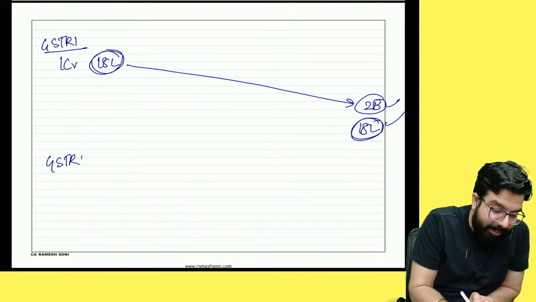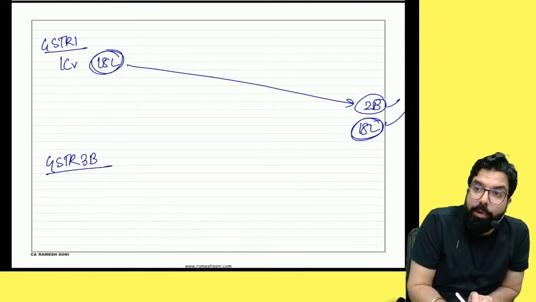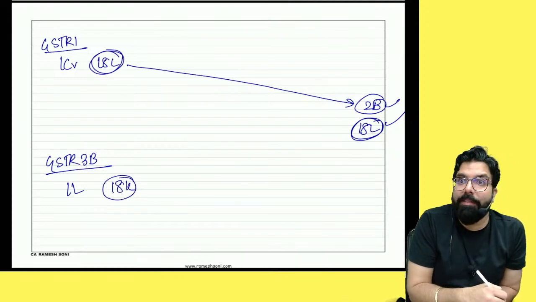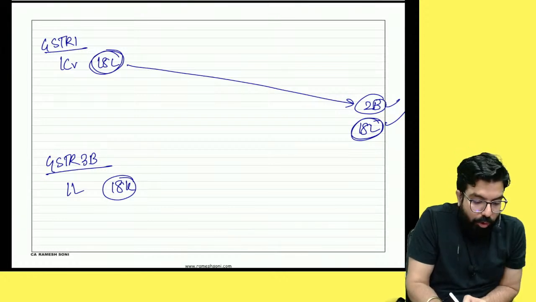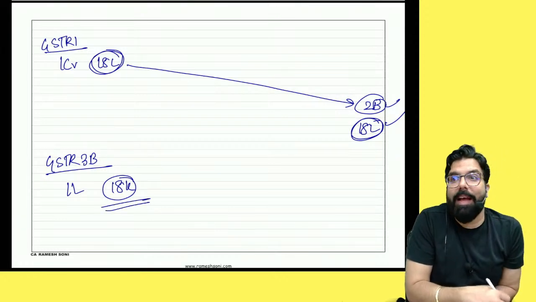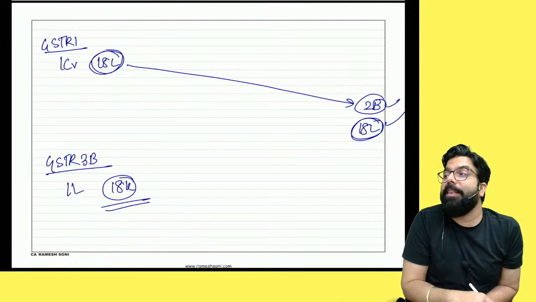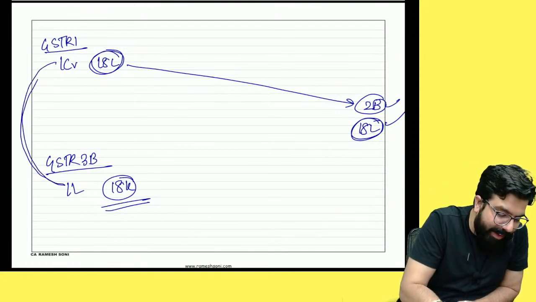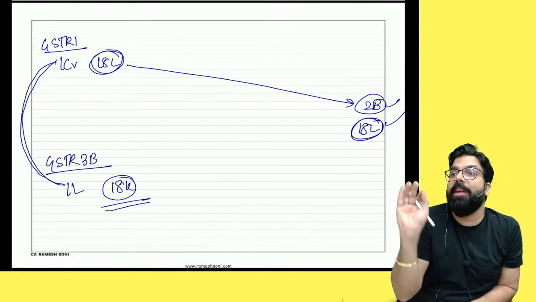When you file GSTR 3B, you show your output tax liability. My sale is 1 lakh, and my liability is only 18,000. The government will say this is cheating. You should have paid me how much? 18 lakh. You paid me how much? 18,000. If you do such a thing, if there is a difference between your sales in GSTR 1 and GSTR 3B, they will send you a love letter.